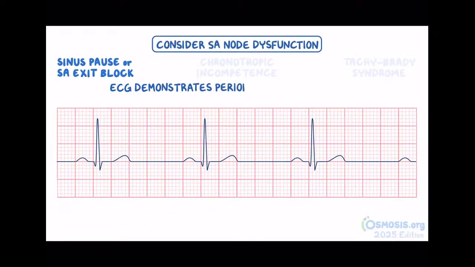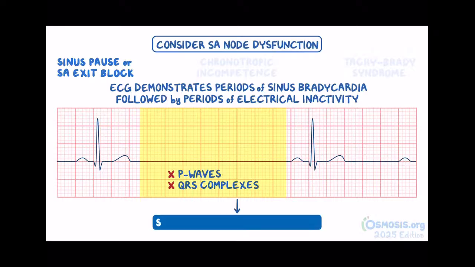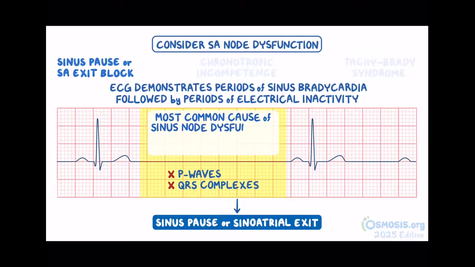If the ECG demonstrates periods of sinus bradycardia interrupted by periods of electrical inactivity without P waves or QRS complexes, this suggests sinus pause or sinoatrial exit block. Moreover, this is the most common cause of sinus node dysfunction, which typically occurs due to age-related fibrosis of the SA node.